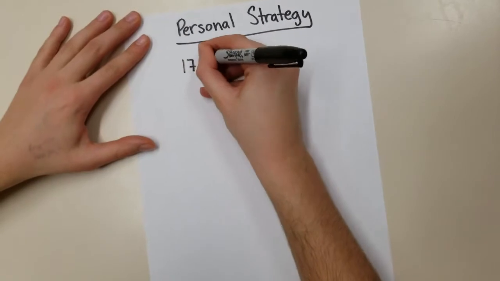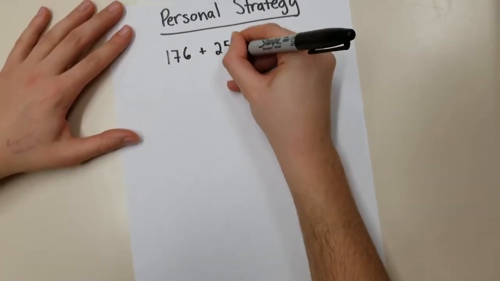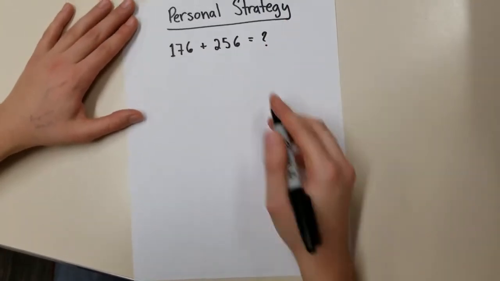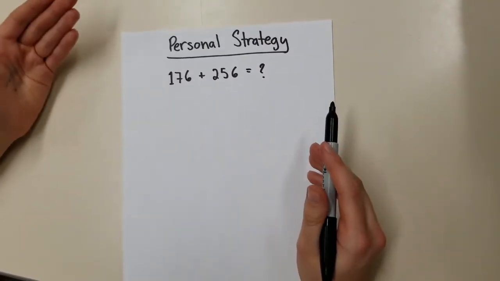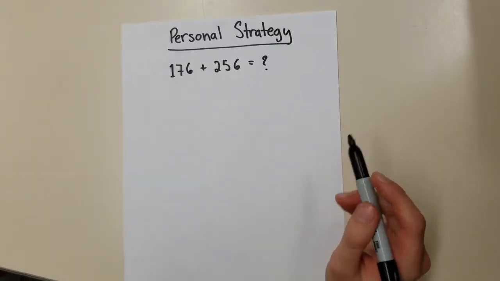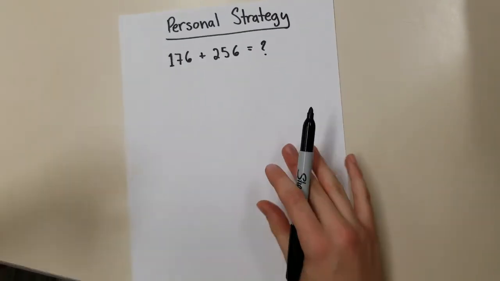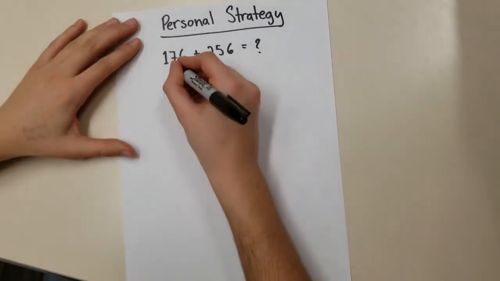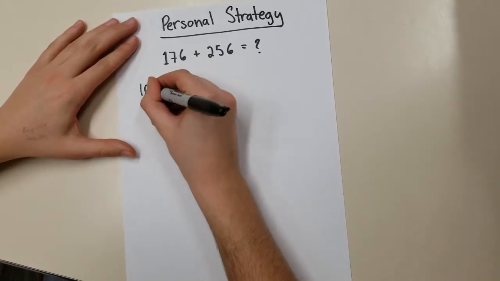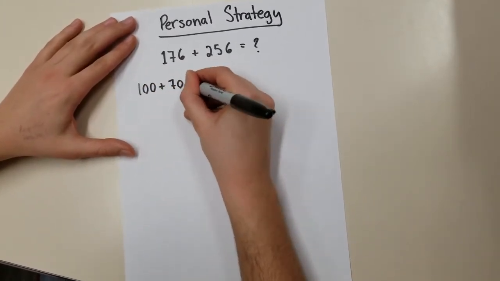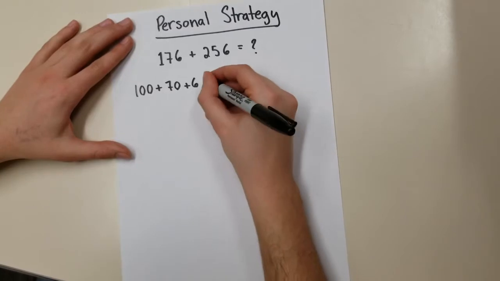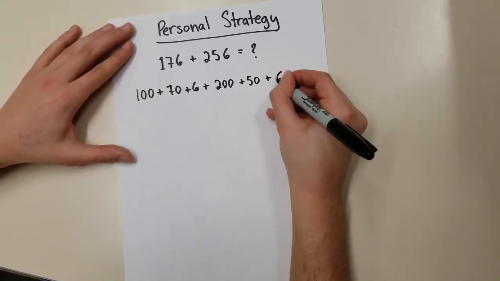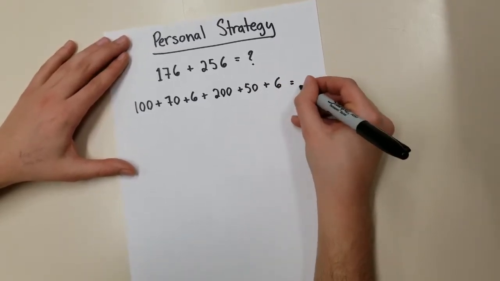Now that we're a little more familiar with the numbers that we're working with, just as a reminder, 176 plus 256, these are our addends, and we're looking for the sum. I believe we can solve this using mental math strategies now. The way that I would do this is I like to break it into its place values. So I would look at this and go, okay, 176 is 100 plus 70 plus 6, and 256 is 200 plus 50 plus 6. And I can add all of these together to get our sum.